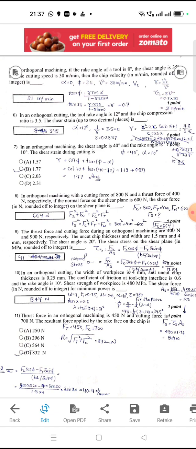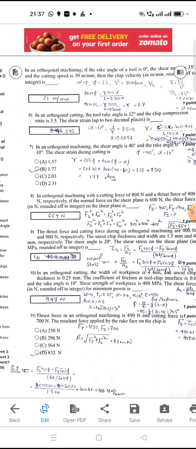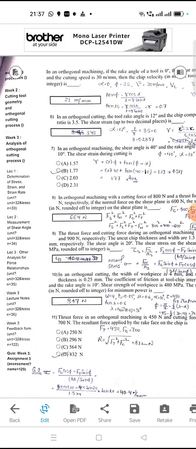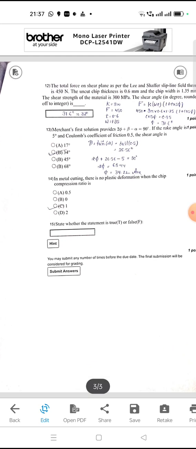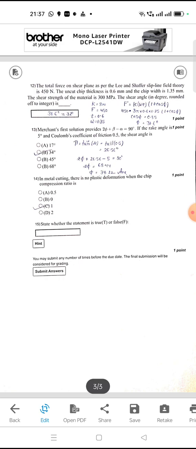Now question number 11, it is very simple. Resultant force will be under root Ft square plus Fc square. You will get the 832 Newton. Okay, now question number 12. In the question number 12, all values are given. By putting this value in this formula, F is equal to KWT 1 plus cos phi. We will calculate the value of phi. We will get the 31.6 degree.